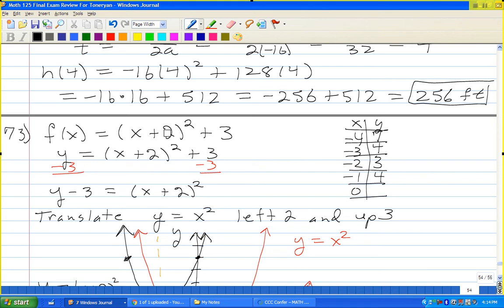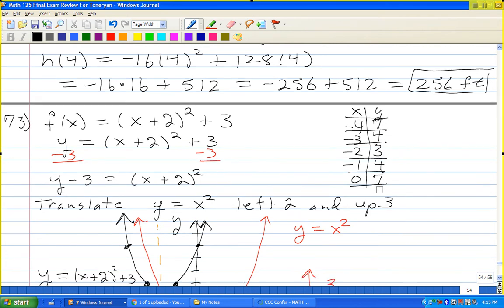0 plus 2 is 2, squared is 4, plus 3 is 7. So what you notice here, and this always works as long as there's a 1 in front of the square term, if you go to the right and left 1, then you go up or down 1 depending on what's happening. And if you go over 2, then you go up 4. So that's why you add 4.